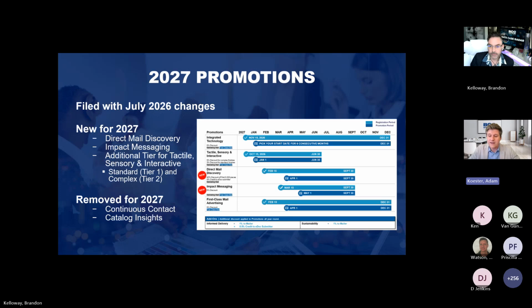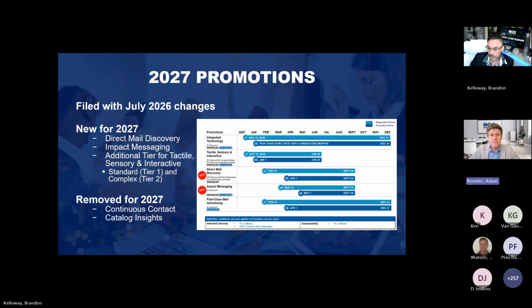A couple caveats on that 5,000 pieces. It is 5,000 pieces in a single mailing, and a maximum of 100,000 pieces over the course of the mailing time period for that mailer, right? So if you've got one mailer or one mail owner that is doing larger than 5,000 piece mailings, you can still use the promotion. It's just that those first 5,000 pieces are the only ones that will qualify for the 40%. And then once they hit that 100,000 piece mark, they've used up their quota for the promotion.